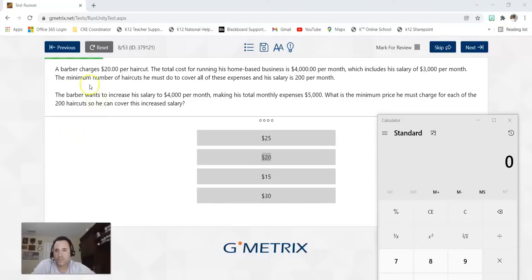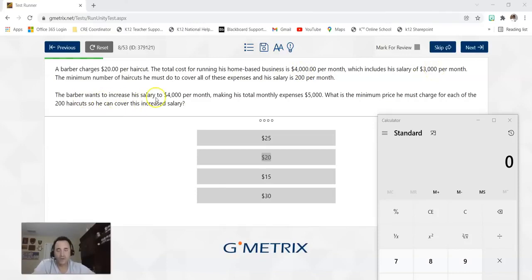Okay. Next question. A barber charges $20 per haircut. The total cost for running his home-based business is $4,000 per month, which includes his salary of $3,000 per month. The minimum number of haircuts he must do to cover these expenses and his salary is 200 per month. So currently he must have 200 appointments, charging $20 a haircut to make his $4,000 a month. That $4,000 a month gives him a $3,000 a month salary.